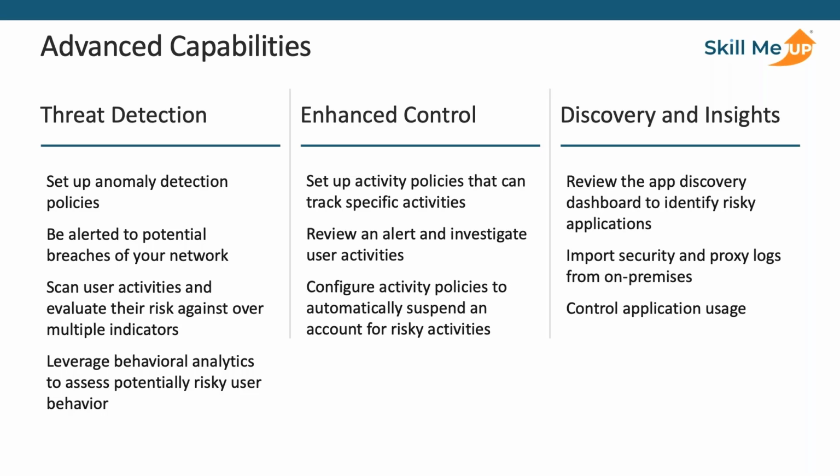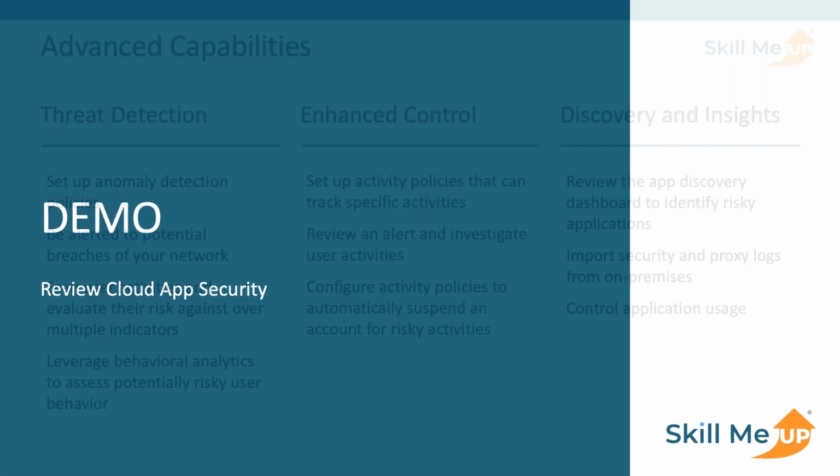And then, of course, what's nice is that we get discovery and insight. We can review the app discovery dashboard to identify risky applications that are connecting. We can identify and import security and proxy logs, for example, from on premises. So let's say you're utilizing a Cisco firewall on-prem. You can take those logs, import them up into the advanced capability and then utilize those. And we can also then control application usage.